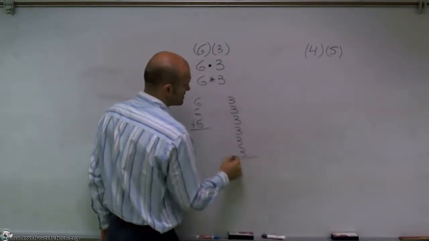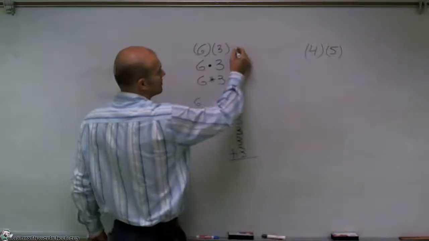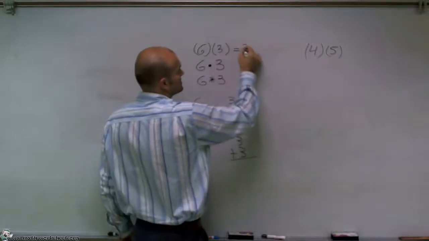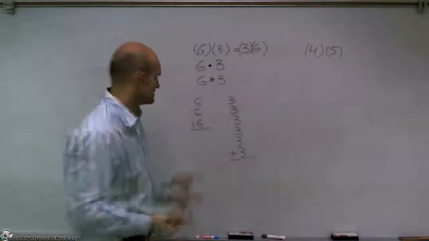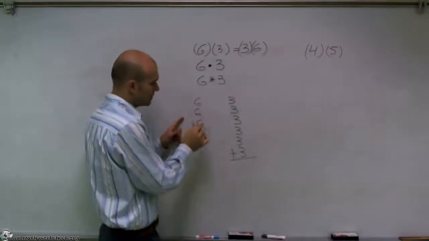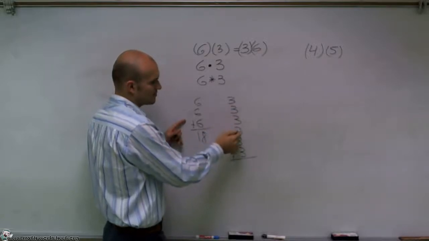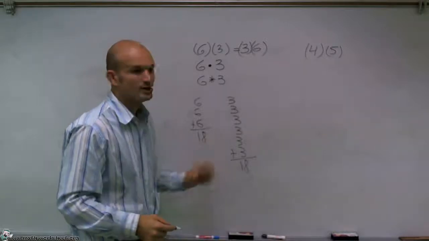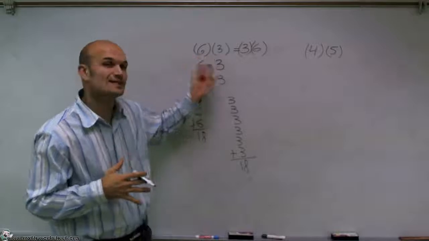And what you notice is when you do it either way, it doesn't really matter. That's why a lot of times what we say is multiplication is commutative, meaning 6 times 3 is the same thing as 3 times 6. It doesn't matter which way you write the sets, because 6 plus 6 is 12, plus another 6 is 18. 3, 6, 9, 12, 15, 18. Either way you add it up, you're going to get the same answer. So that's an important thing to understand about multiplication.